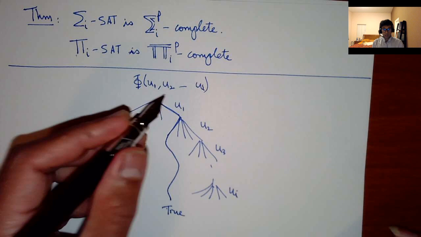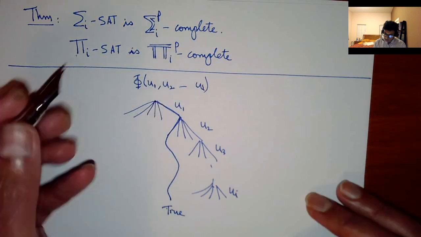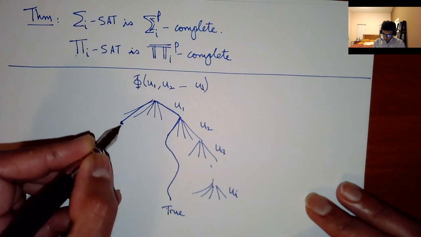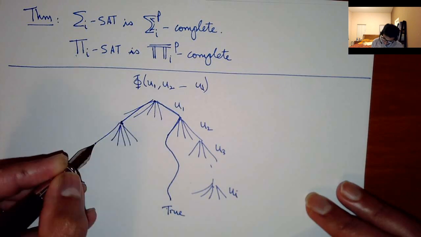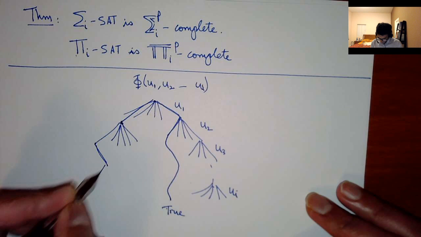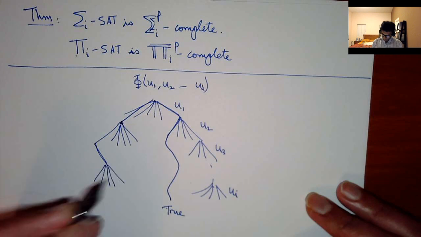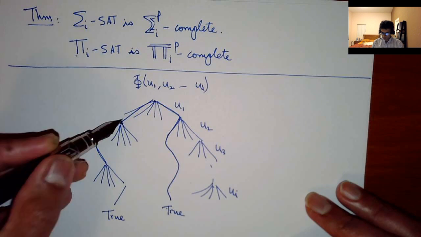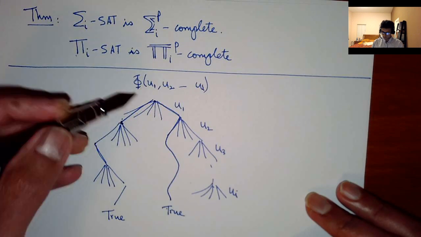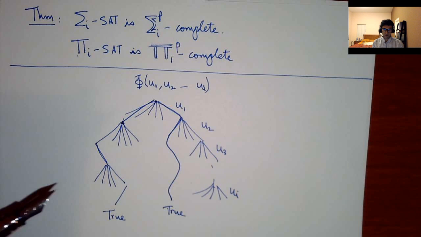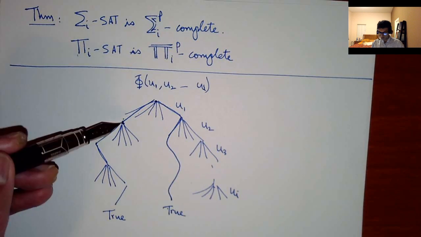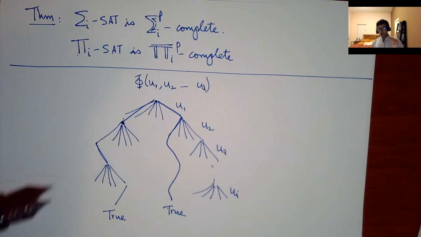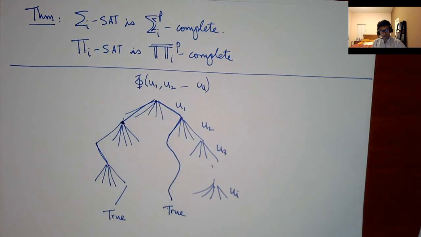What is Sigma_i SAT? Sigma_i SAT says that there exists a way of going down here so that no matter which path I take down here, there's going to be something down here, so that no matter which one I take down here, there's going to be something down here which takes me to true. In this case there would be 5 quantifier switches. It says there exists a u1 so that no matter what u2 is, there's always a u3 so that no matter what u4 is, there exists a u5 which is going to lead me to true.